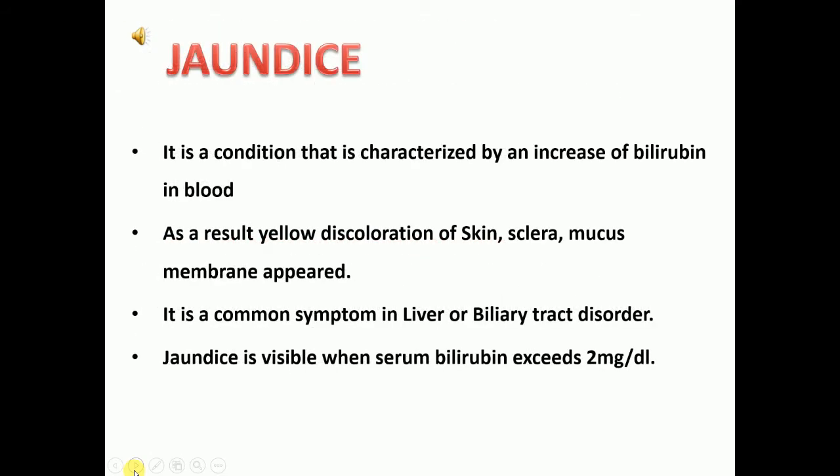So jaundice is a condition that is characterized by an increase of bilirubin in blood. As a result, yellow discoloration of skin, sclera, and mucous membrane is apparent. It is a common symptom of liver or biliary tract disorder. Jaundice is visible when serum bilirubin exceeds 2 mg per deciliter.